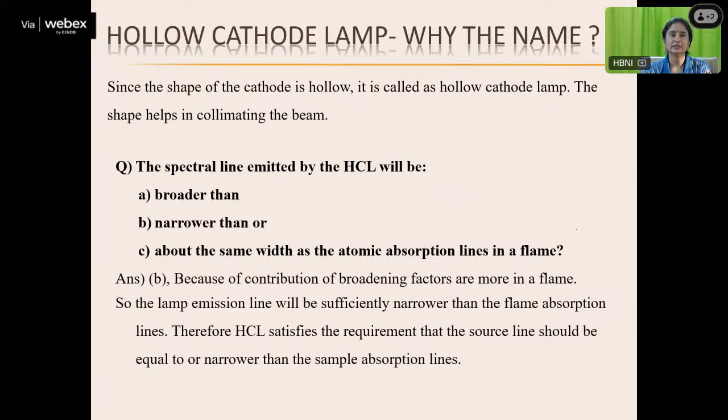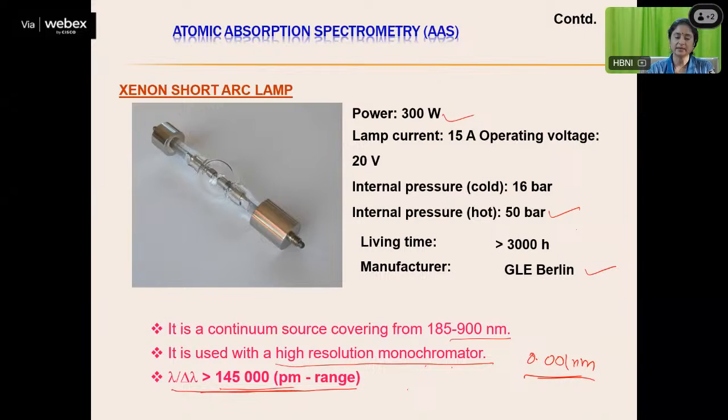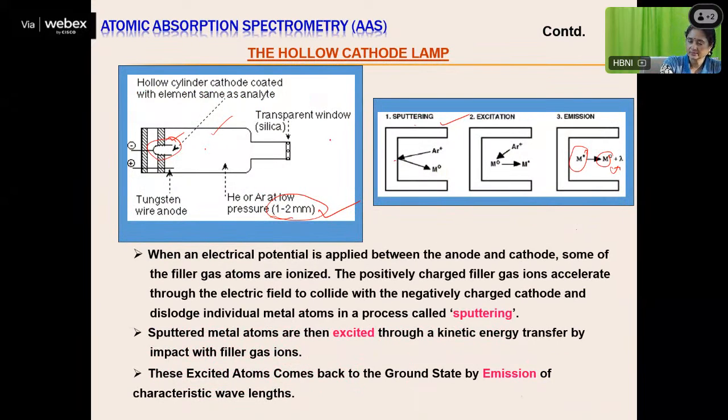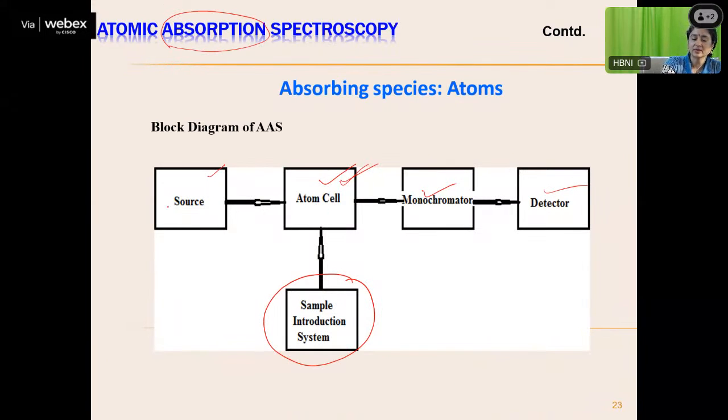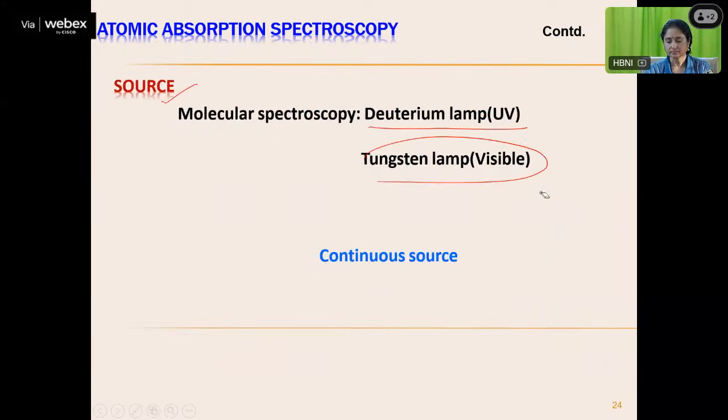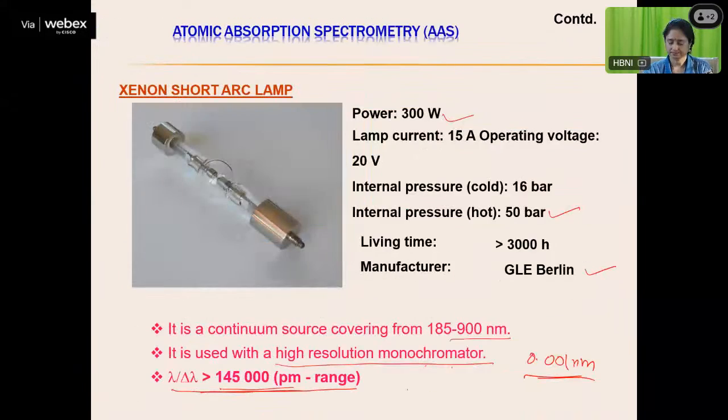Now, why the name hollow cathode lamp? Because the shape of the cathode is hollow, it is called a hollow cathode lamp. It is hollow because it needs to collimate. You can see your atom cell will be here, where atoms are there. The source, the hollow cathode lamp, will be there, so that light has to cross just like this. It should be collimated, because if it is dispersed light, then not much light will fall on the atom cell. Therefore you need a collimated beam, which is done by the shape of the cathode.